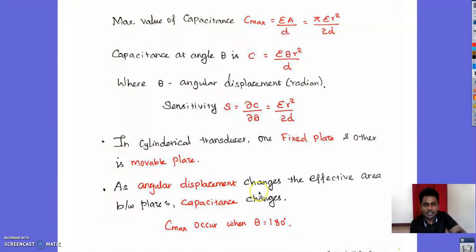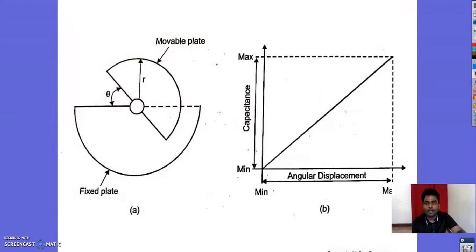As the angular displacement changes, the effective area between the plates changes, and so does the capacitance. One more thing, the maximum capacitance will occur at 180 degrees. This is the movable plate and this is the fixed plate, and the change of capacitance with respect to angular displacement is also very linear.